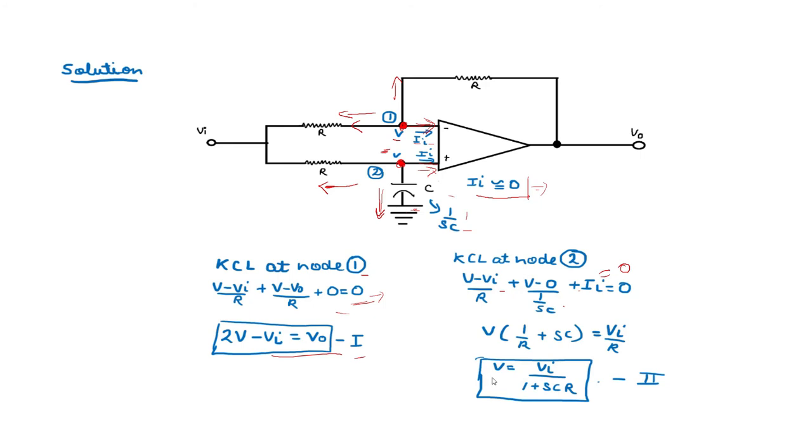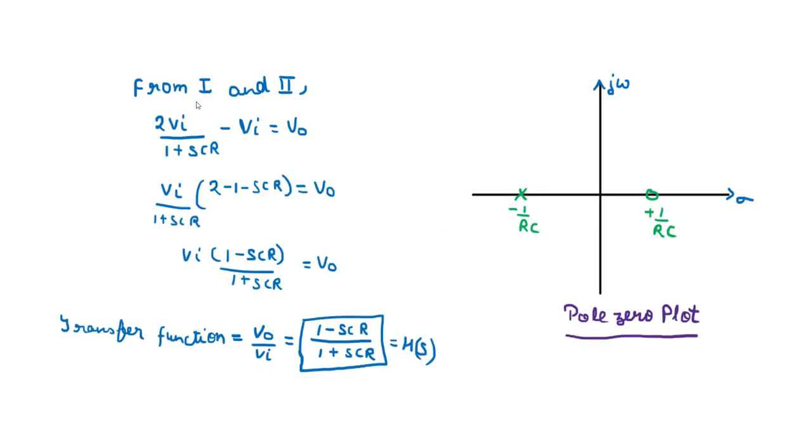Therefore, we get the value of V in terms of VI. Now we will put this value of V here. So from 1 and 2, we get this, and now we will take VI common, then we get this. So basically V naught upon VI, which is also known as transfer function, is equal to (1 minus SCR) upon (1 plus SCR), and this is our required transfer function. So first part is complete.